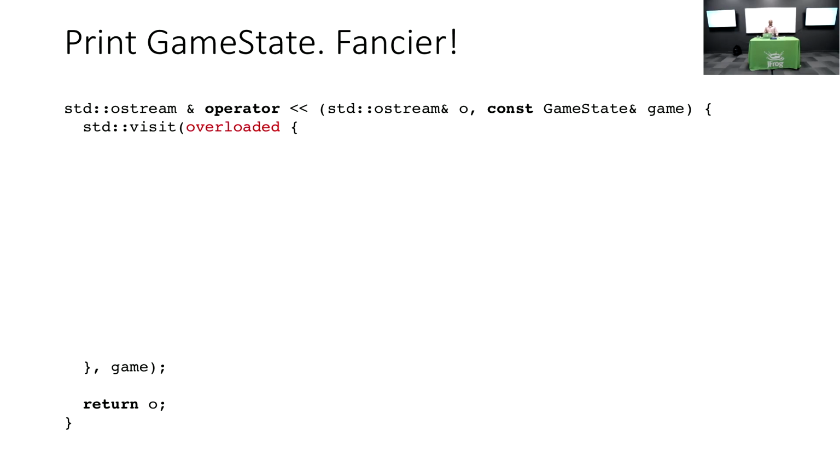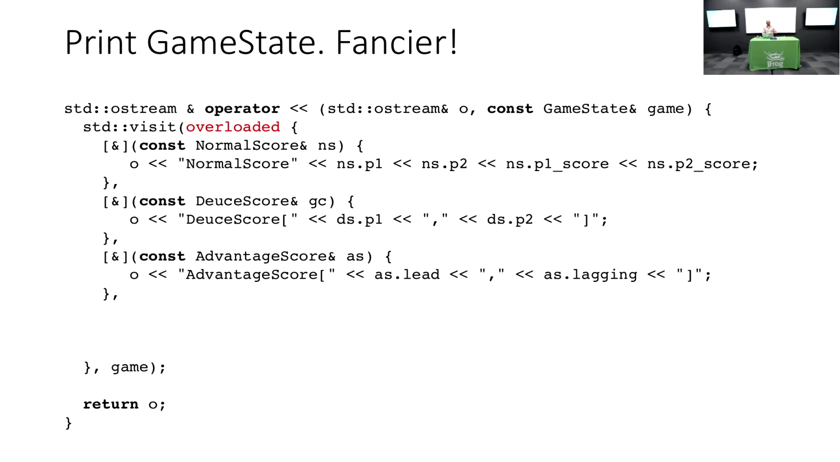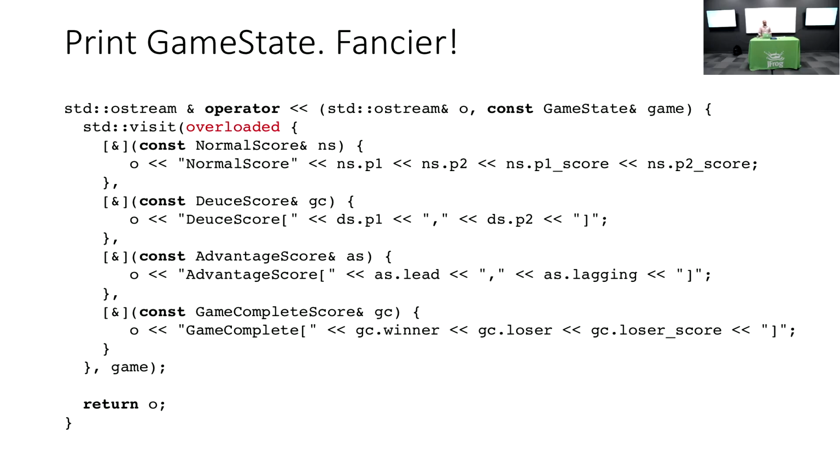We can get fancier with std::visit. Instead of passing a named class, which earlier was the game state printer, we can actually pass in a collection of lambdas together, one lambda for each type case. So here it is. The first case is normal score. There is no change in implementation, and we have four lambdas, one for each case: normal score, deuce score, advantage score, game complete score. Look that they are all passed to a fancy thing called overloaded, which is, by the way, not provided in the C++ standard.